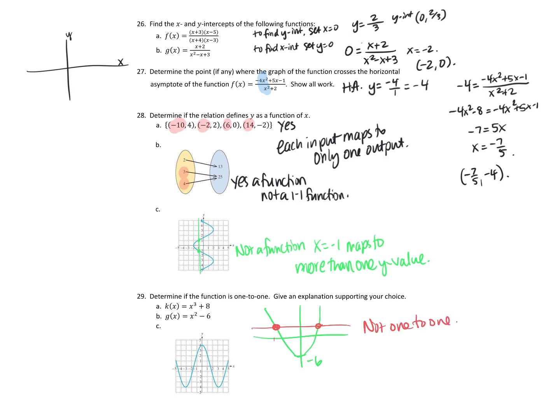Because I can see that I have two different x values that map to the same y value. The y value, y equals 1, has two inputs that map to it. Okay, this one again is not one-to-one because it fails the horizontal line test.